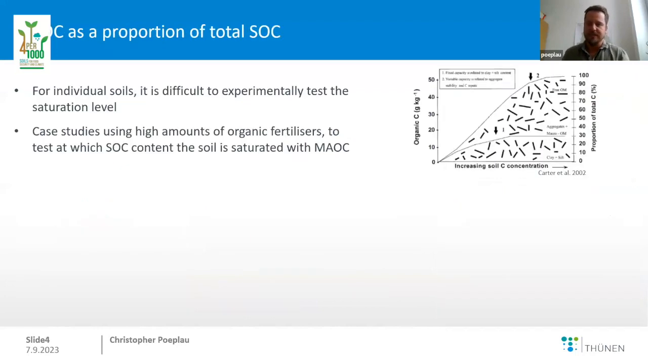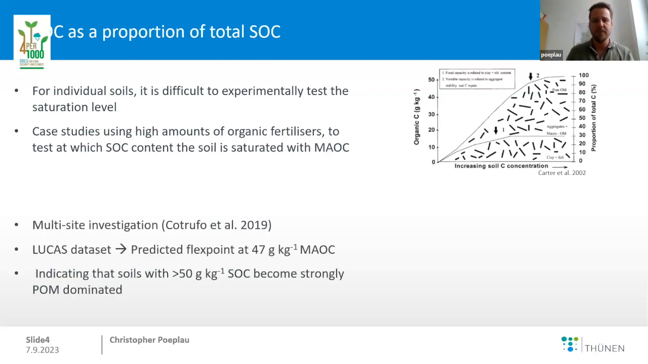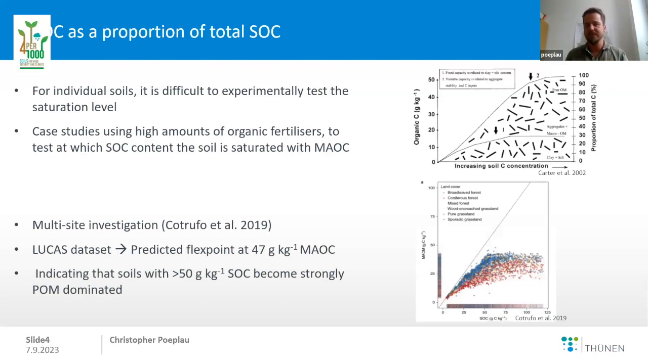Now you can also access this as a function of total soil organic carbon. We've already seen that. You can do it at individual sites, which is difficult to do because you need a lot of input. And following the increase in soil organic carbon over time, you might eventually see that this mineral-associated organic matter comes to a steady state, or not a steady state, but it saturates and only POM accumulates. So this is difficult to do. So what you can also do is a multi-site comparison, multi-site investigation.